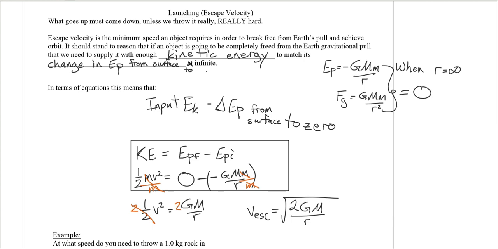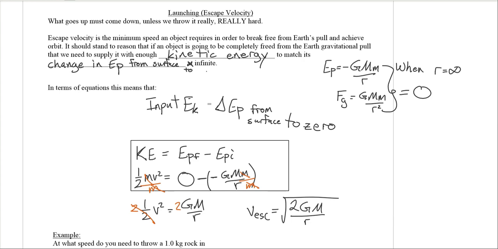So we could try to throw something away from the International Space Station, and we would just use the R between the International Space Station and the planet. So this is really convenient. This is a universal derivation for the escape velocity.